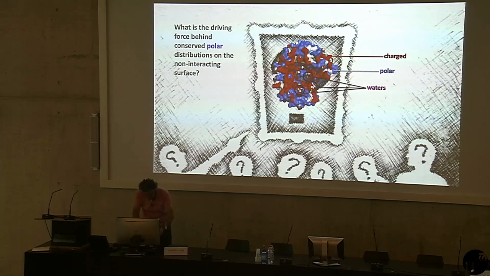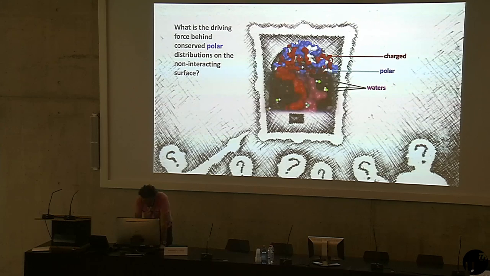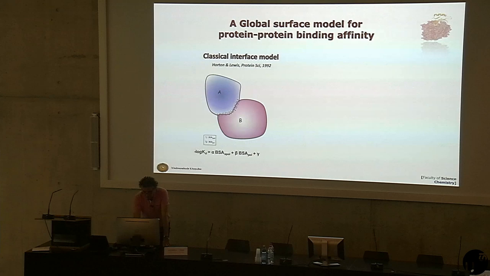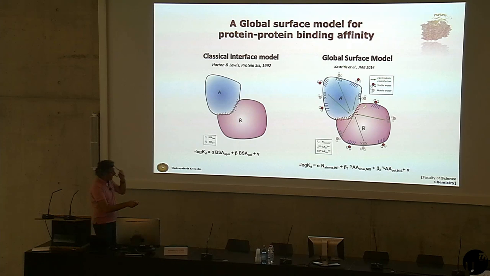So using all of that, we basically came up with a model of binding affinity for predicting, where we say, of course, the interface is still important. Okay, so that's the primary kind of feature which is important to predict affinities, but you also have to consider the properties of the surface of your complex. So this is the classical interface model from Horton and Lewis, which discriminates between polar and apolar surface area at the interface. And we came up with a model which still has the interface, but now we also calculate properties of the surface.